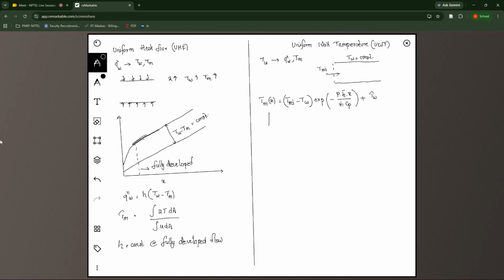So if I were to plot the same as what I have done before, in this case Tw is constant. So here this is Tw and this is Tm. The mean inlet temperature will start from some low value Tmi and then it will asymptotically reach the value of Tw. At infinity this will become equal to Tw. So this is the Tm value. So the difference between Tm and Tw will keep on reducing. So what happens to my heat flux and heat transfer coefficient?